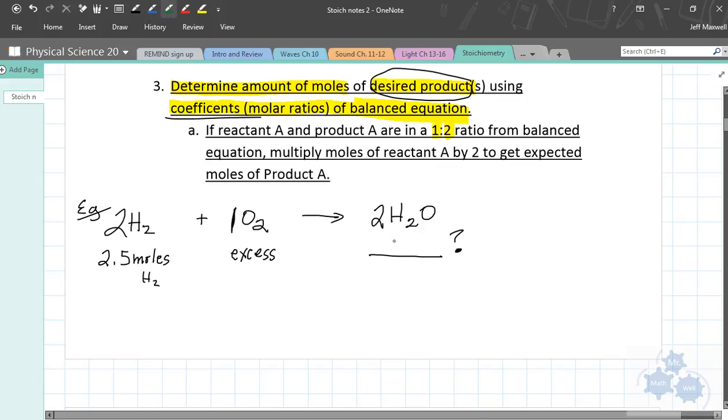Okay, someone says 5. Okay, you agree with 5? Isn't it supposed to be times 2? Is it always a 1 to 2 ratio? Well, it's not always 1 to 2. You have to look at the equation.